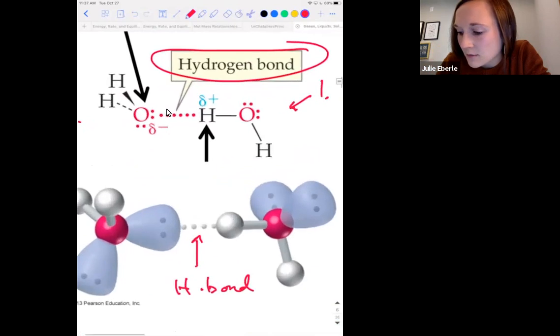So here's the oxygen. I'm going to point out this oxygen right here. You can see it's got a semi-negative charge on it. And you see the hydrogen on the neighboring water molecule has the semi-plus. So this is the positively polarized hydrogen, and there's our semi-negatively charged oxygen.